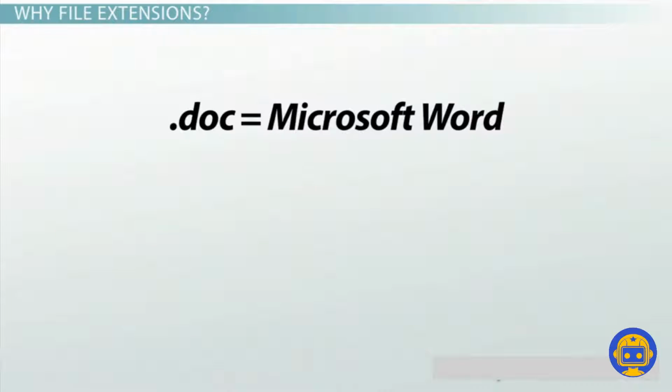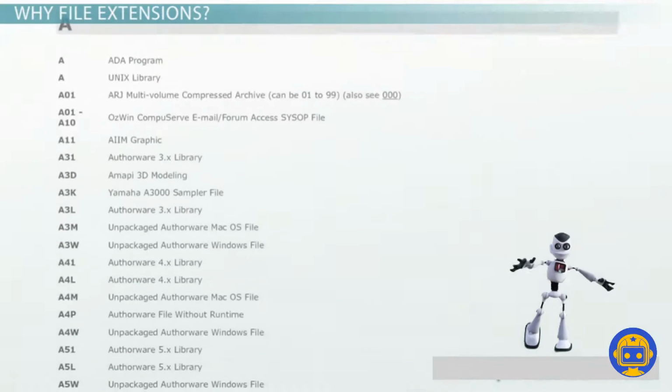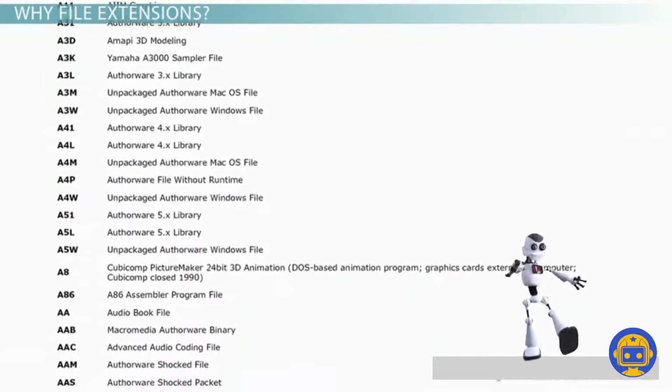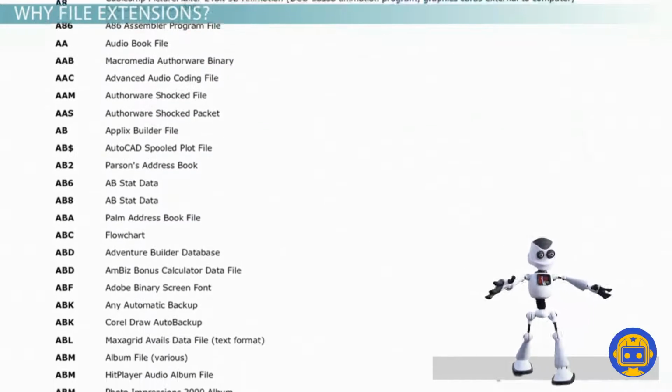Most file extensions consist of 3 characters, but the number of characters can vary. For example, the file extension .py only has 2 characters. This file extension is used for files in the widely used Python programming language. There are hundreds of file extensions, from .a to .z, and then there are special characters and numbers too.